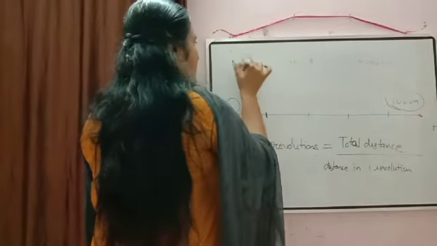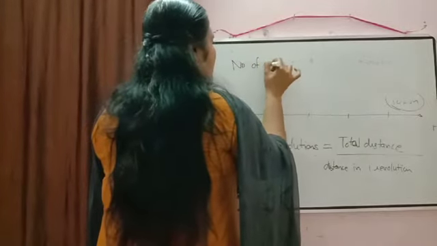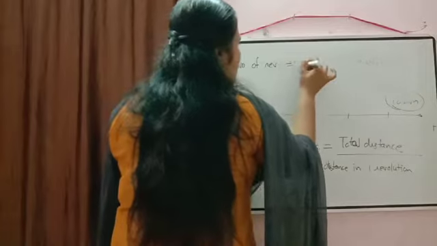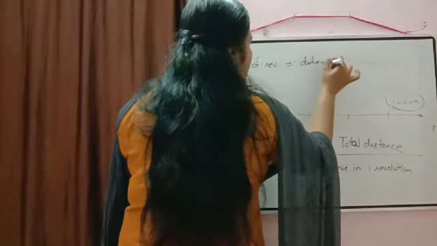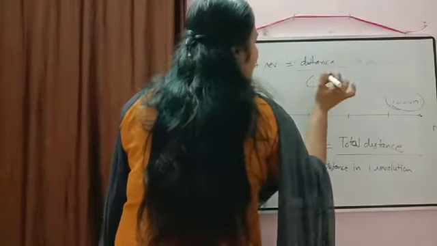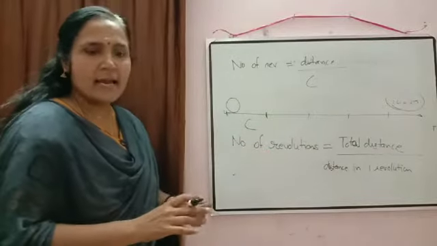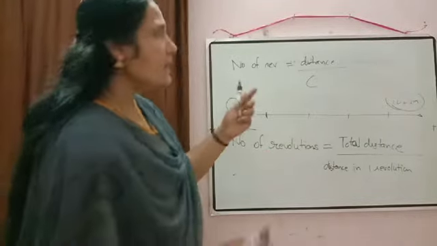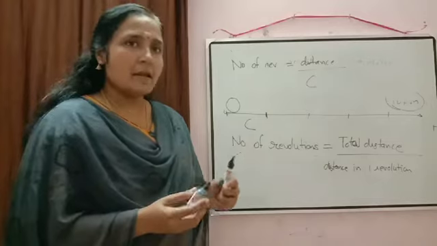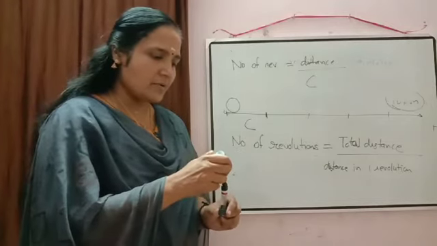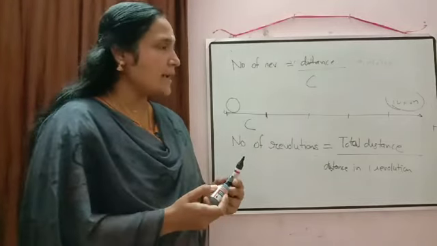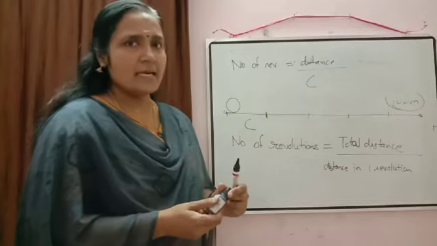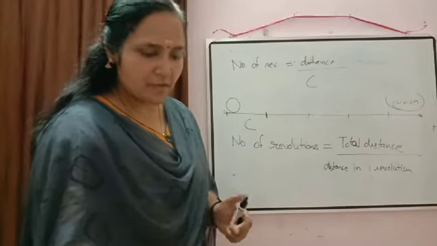So just remember this as a formula. Number of revolutions is equal to total distance covered by circumference. I am denoting C as circumference. Clear how we got this formula? Number of revolutions is equal to total distance covered by circumference of the circle. Okay. Now we will do the question.